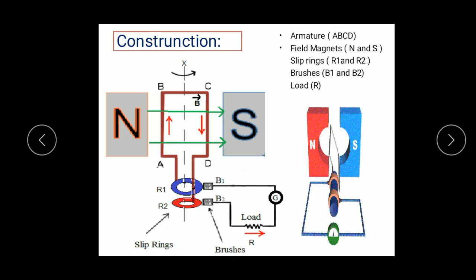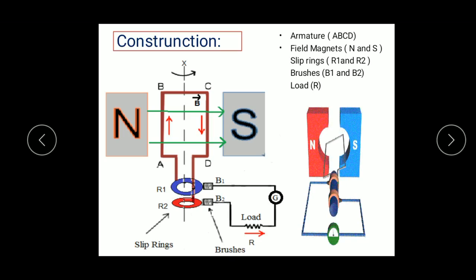Next one, the field magnets N and S. A strong permanent magnet or an electromagnet whose poles N and S are cylindrical in shape is used as the field magnet. So here we are using an electromagnet whose poles N and S are cylindrical in shape. The armature coil rotates between the pole pieces of the field magnet.